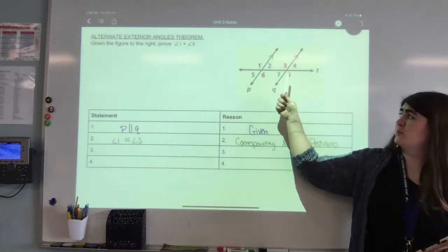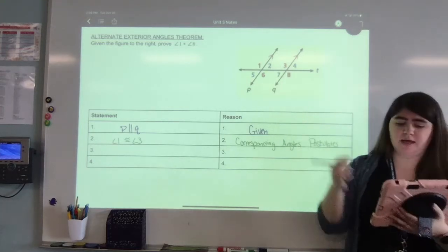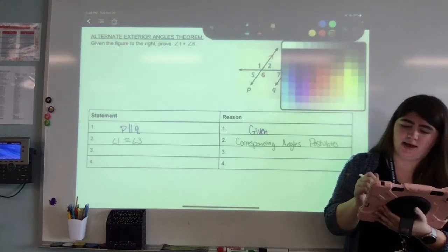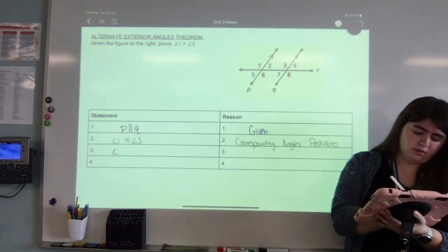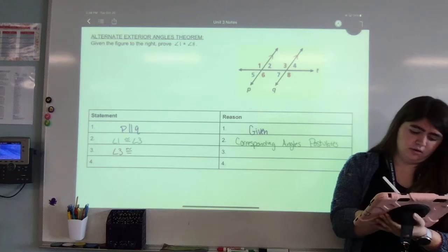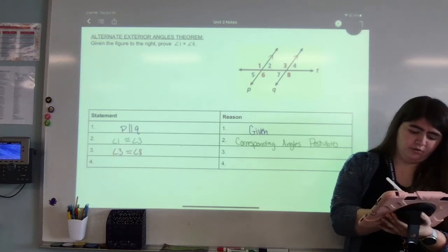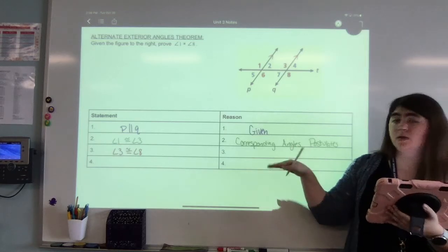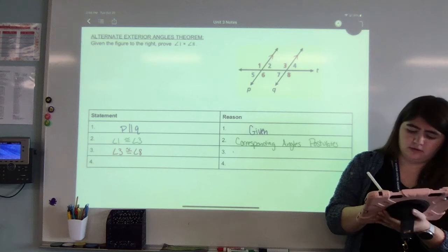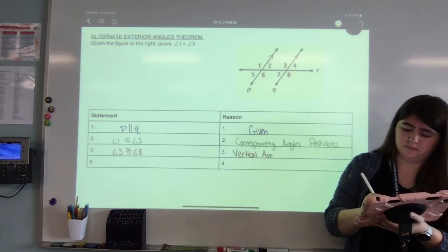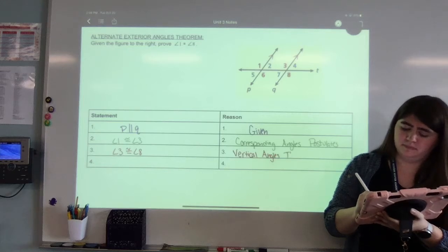And I also am noticing that angle 3 is congruent to angle 8. So I'm going to write that as my next step. I have angle 3 is congruent to angle 8. And I know that that is true by the vertical angles theorem, which again we've already proven, so now we can use it. So this is true by the vertical angles theorem.